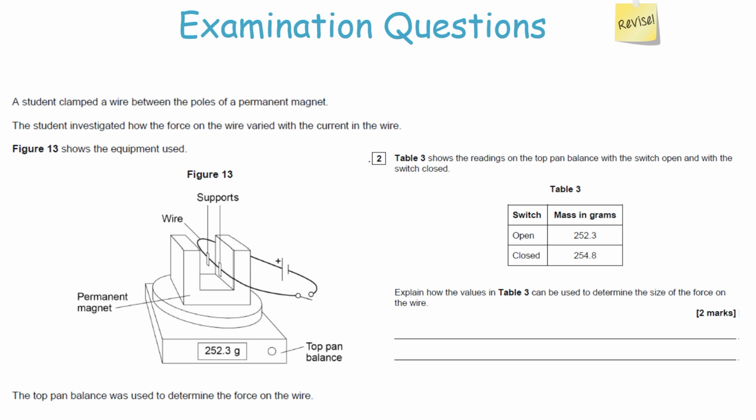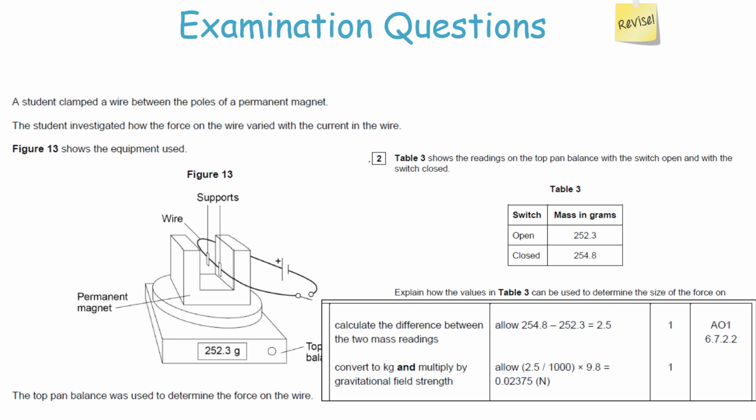The wire is not a magnet at this point because it's not got a complete current, so it's no longer an electromagnet. So you find the difference between the open and closed mass readings, you convert those into kilograms, and then you multiply it by the gravitational field strength to work out the force. Because again, remember, whilst you can work out the force by doing F equals BIL, you can also work out the force of weight, which is going to be equal to M times by G, the strength of gravity.